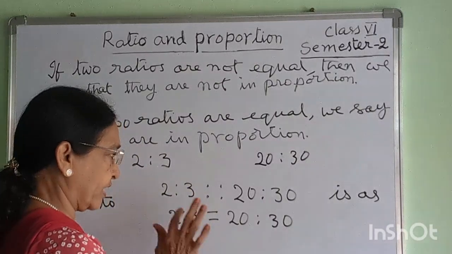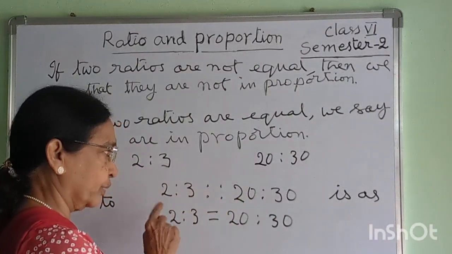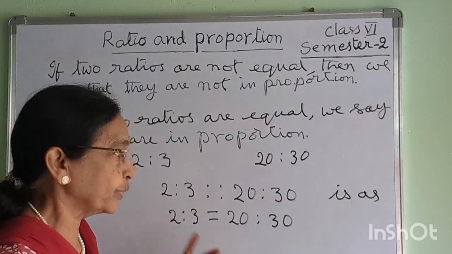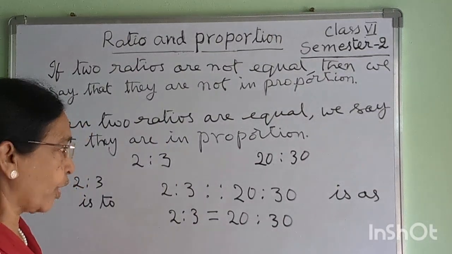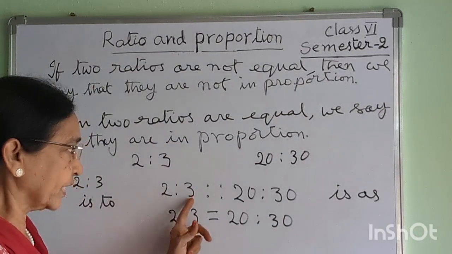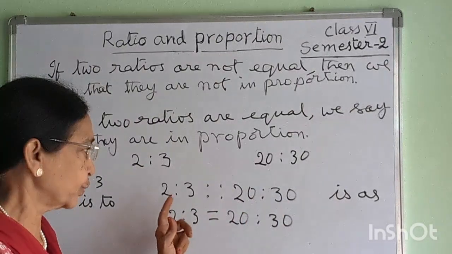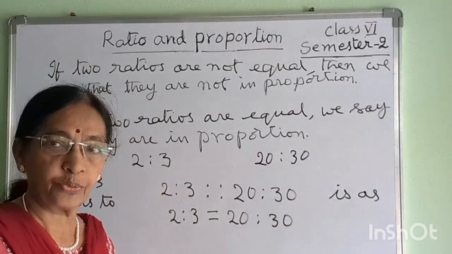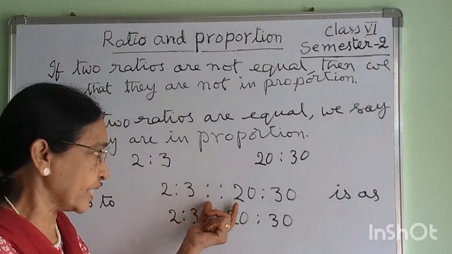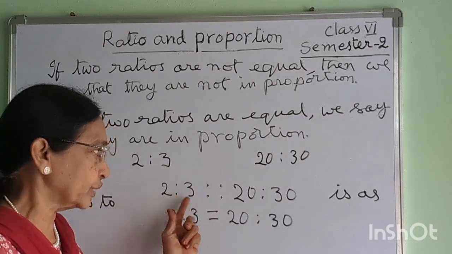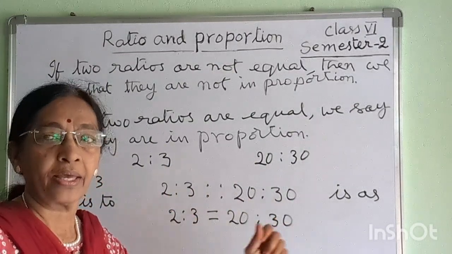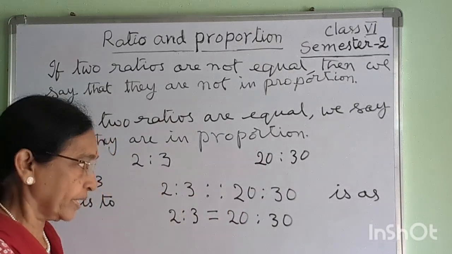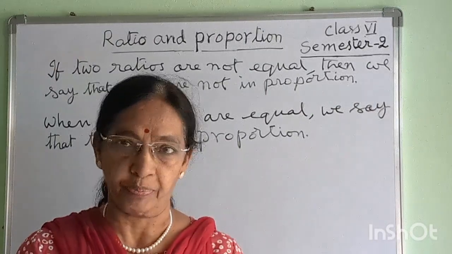We don't take in any other order, like 2, 20, 3, 30, or 2, 30, 3, 20. Like that we should not take. We have to take the four numbers in an order like 2, 3, 20, 30. 2, 3, 20 and 30 are in proportion. We can say that 2:3 is as 20:30, or 2, 3, 20 and 30 are in proportion. So we have to take in an order. The order is important.